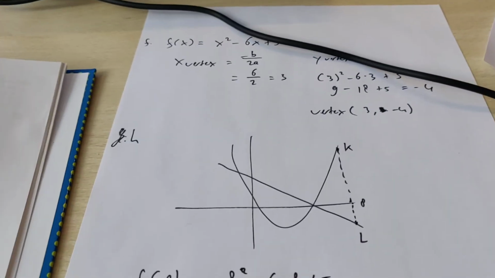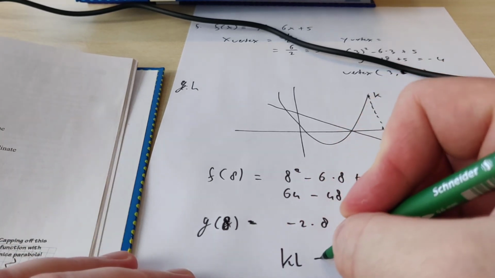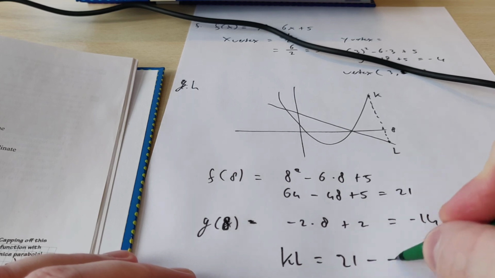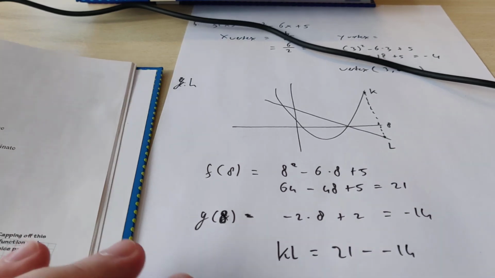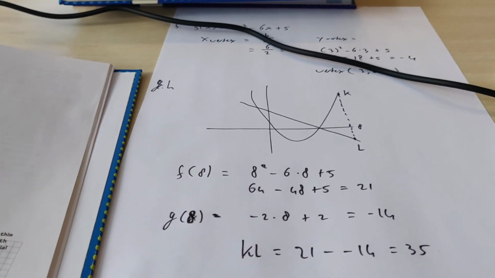So you see that my sketch was pretty accurate, right? So if you want to know the line KL, we take a look at the difference of this. So you do the highest number minus the smallest number. So 21 minus minus 14 equals 35. So the length of KL is 35.